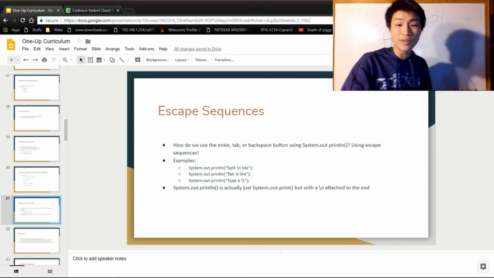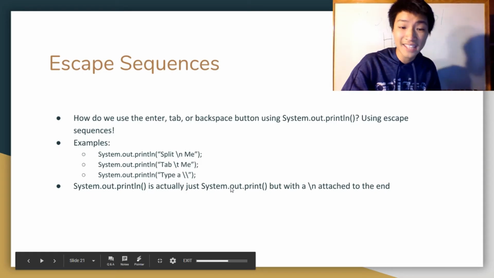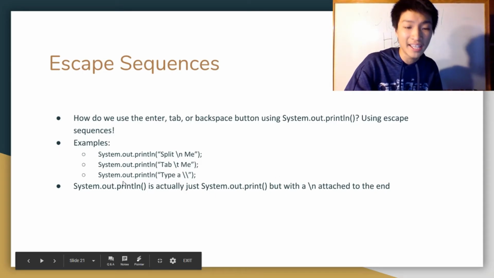So that brings me to the point. What is the difference between system.out.println and system.out.print?